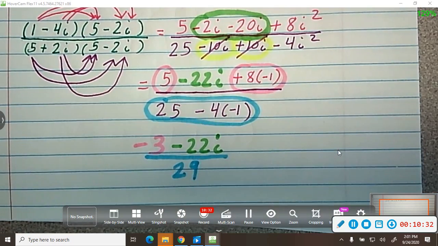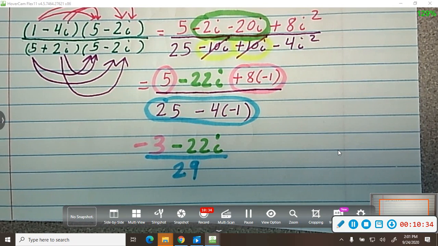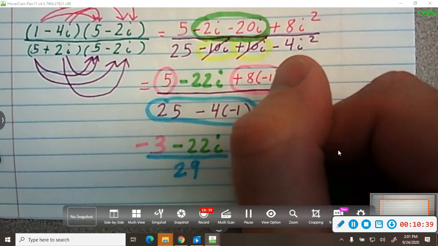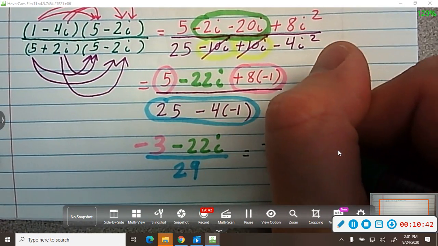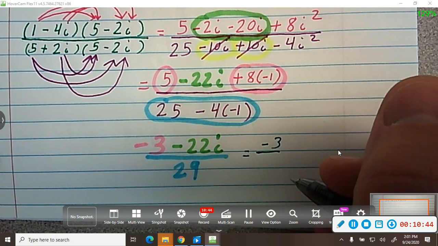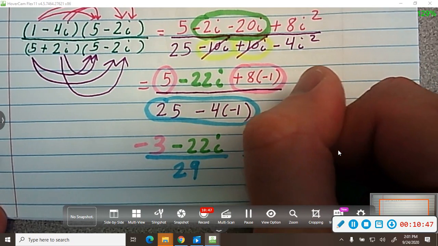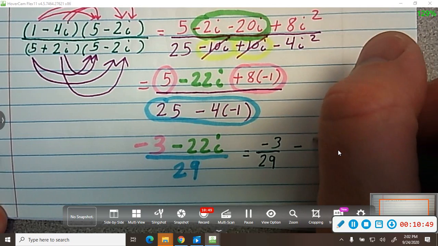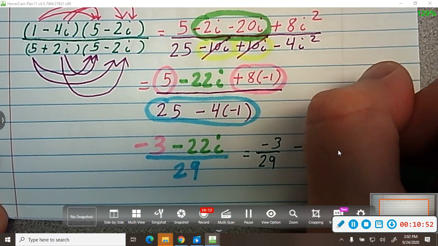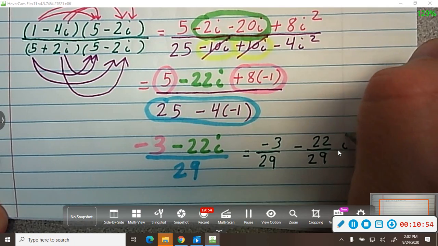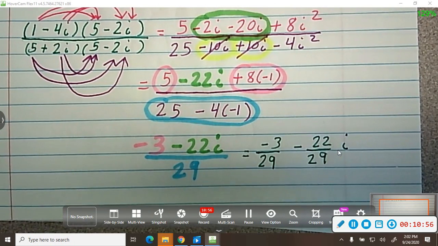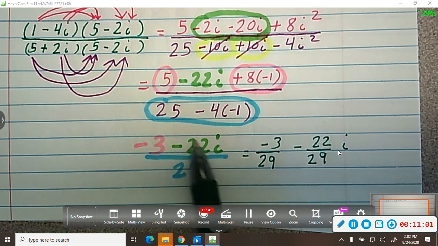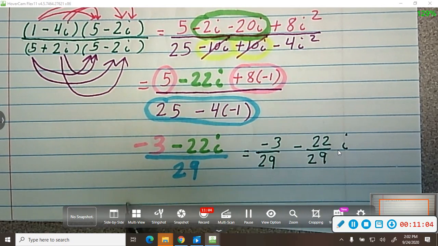Now, some teachers are happy with that. I know the standard form would be to break that up. So to break that up, you would say that equals negative 3 over 29 minus 22 over 29 i. Now the reason why we do that is because the complex form is the real number and then the imaginary number. But you'll see it written like this, or you may see it written where they take the denominator and break that over two fractions.